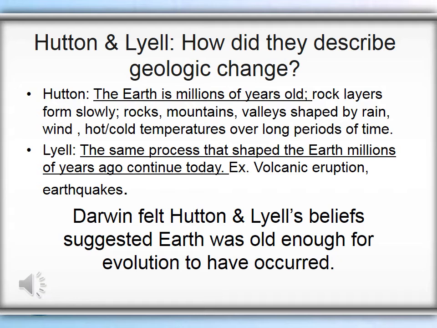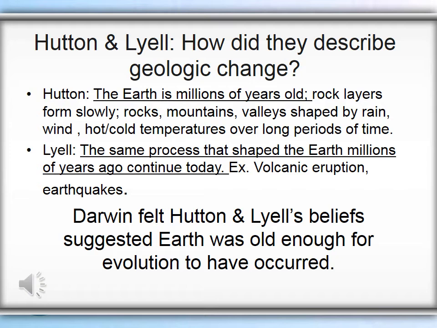Okay, so Hutton proposed that the Earth is millions of years old. Rock layers form slowly, and rocks, mountains, and valleys are shaped by rain, wind, and hot temperatures over long periods of time. If you know of the rock formation, the rock cycle and all that, he's the one that came up with all of this. Everything you've learned about the earth and what's in dirt and rock, you learned from Hutton. Hutton was the one that actually started all that.